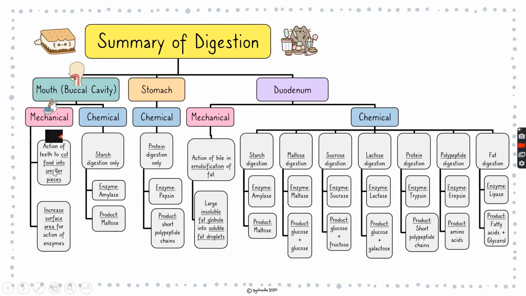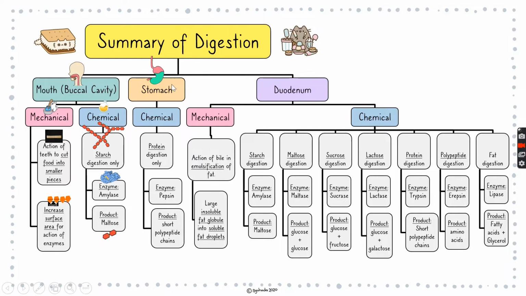The reason for cutting food into smaller pieces is so that we increase the surface area for enzymes to act on. And that is what we call chemical digestion. Chemical digestion starts in the mouth, and this only occurs with starch. Starch digestion will occur in the mouth, and the enzyme that does this is amylase, and we get the product maltose.